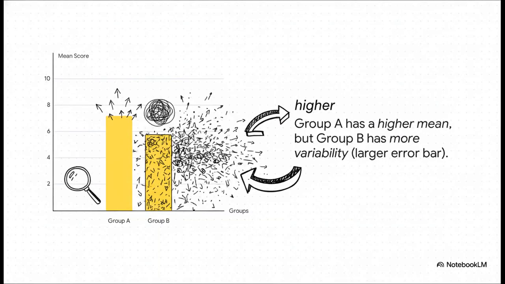And this is a great way to see it visually. The height of the bars, that's your mean score. So you can see Group A is higher. But look at those little lines on top. Those are called error bars, and they represent the variability. See how Group B has a way bigger error bar? That tells you, at a glance, that its scores were a lot more spread out than Group A's.